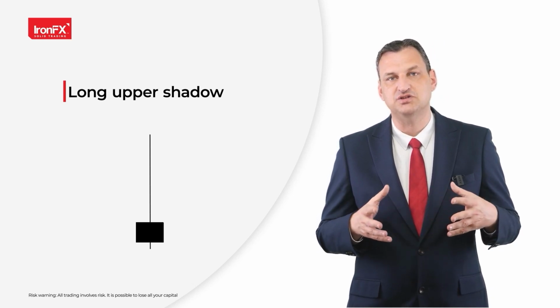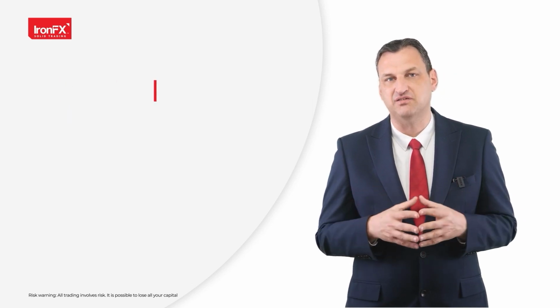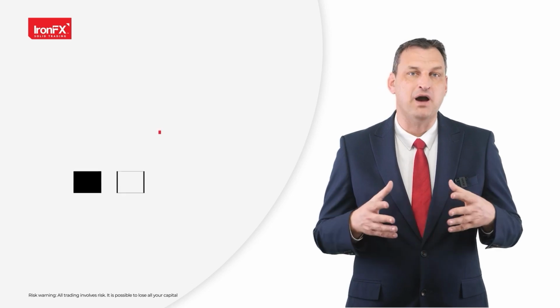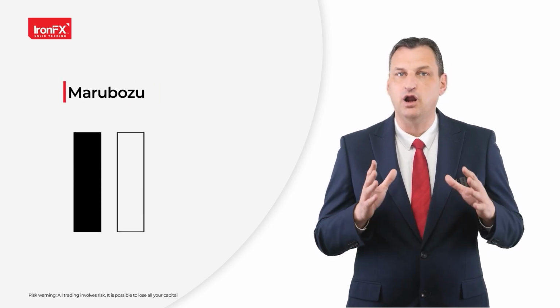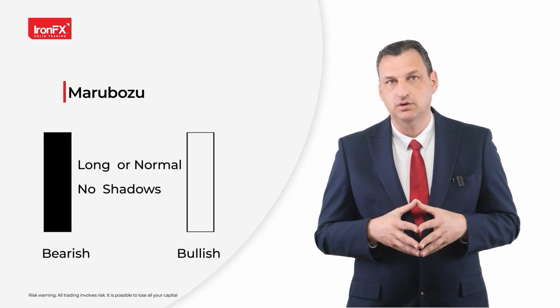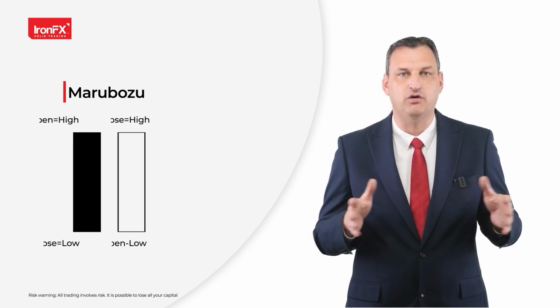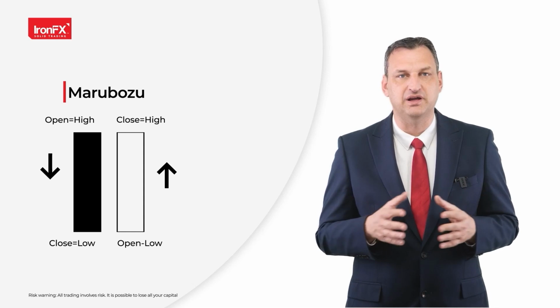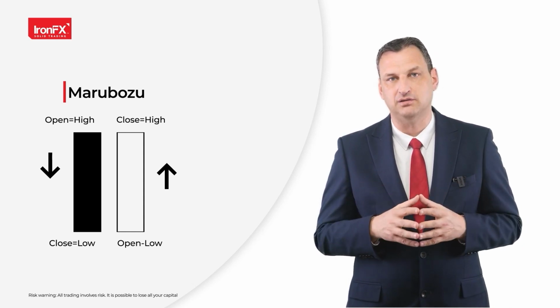Normally it is considered a bearish signal when it appears around a price resistance level. Then we have Marubozu. A Marubozu formation is practically a long or normal candlestick, bearish or bullish, with no shadow. The opening and closing prices constitute the high and low of the candlestick, not allowing for any deviation. A Marubozu formation is considered a continuation pattern.